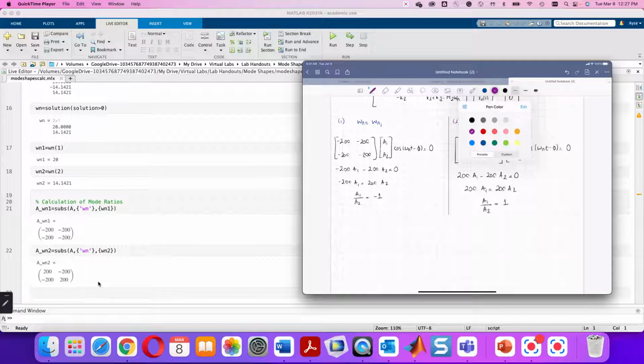So my first mode ratio is negative 1. Let's call this mode shape, or mode ratio, or eigenmode ratio. So this is mode ratio 1, and here is my second mode ratio.